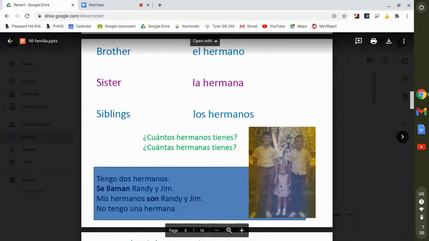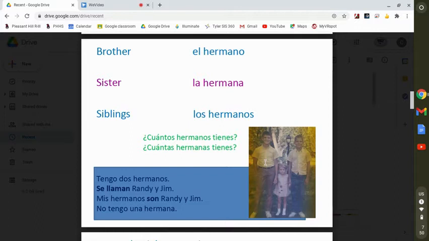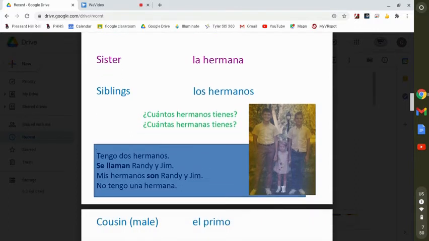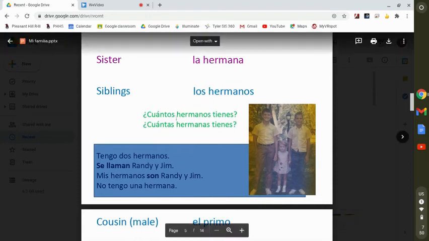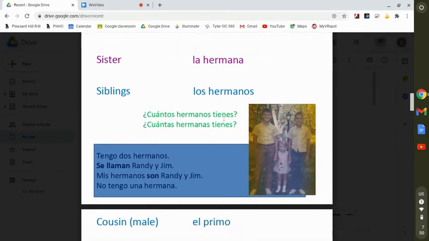Aquí estoy con mis hermanos. Se llama Randy. Se llama Jim. Aquí es yo. Look how cute I was, you guys. So I'm asking, ¿cuántos hermanos tienes? How many brothers do you have? ¿Cuántas hermanas tienes? How many sisters do you have?